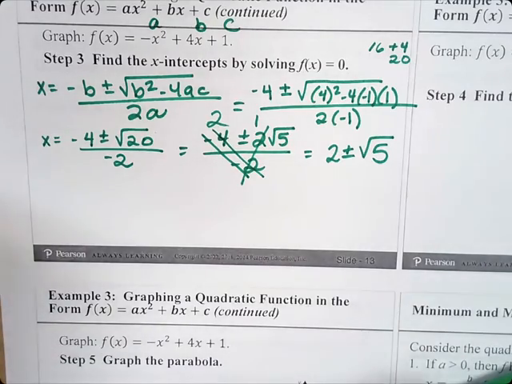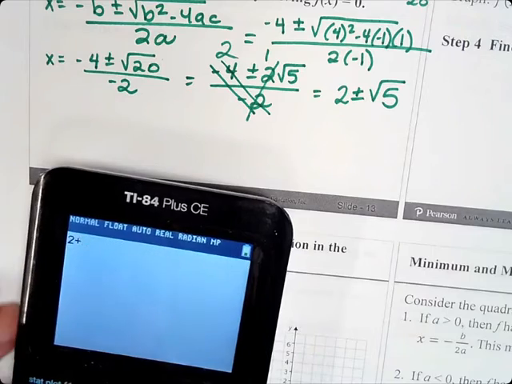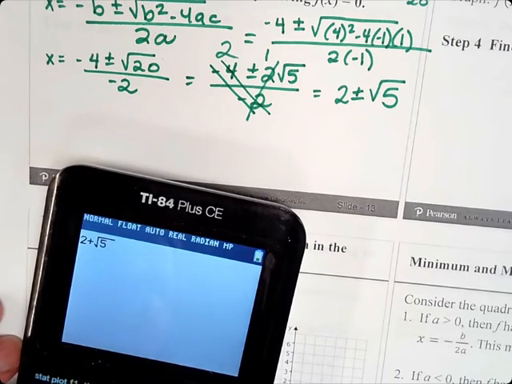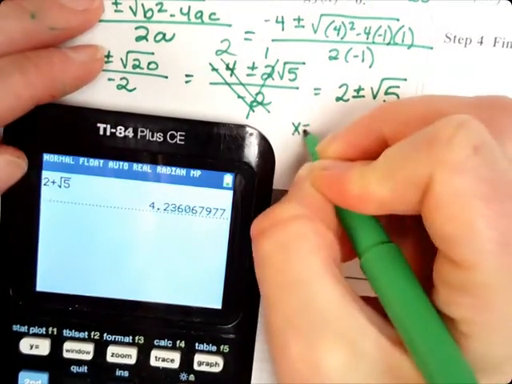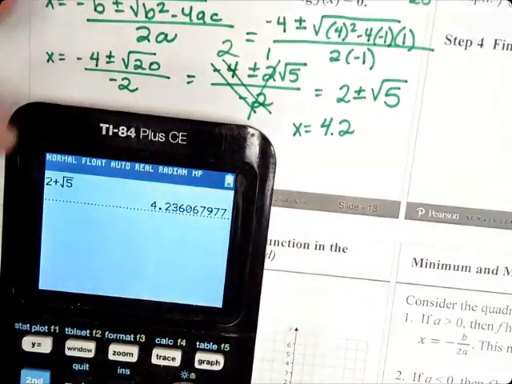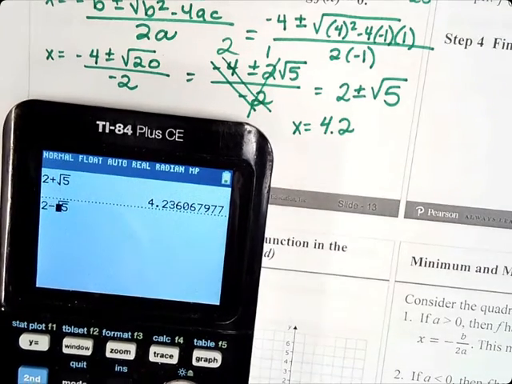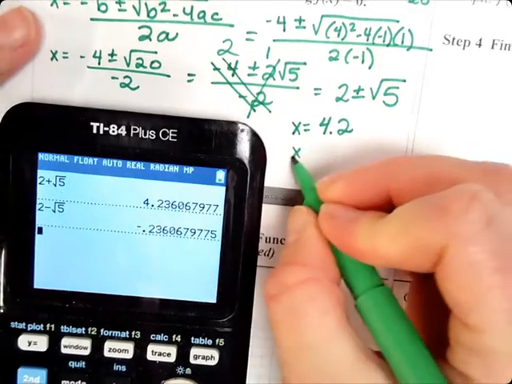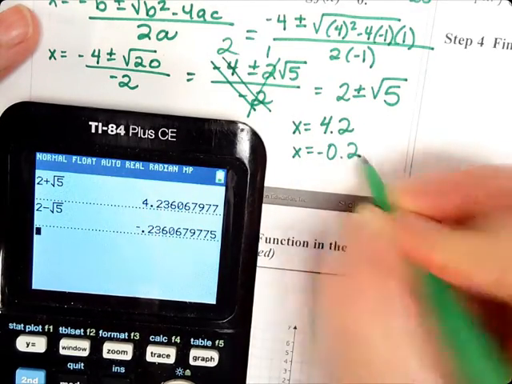So then you just need to put it in your calculator. 2 plus square root of 5. So x equals 4.2. And then you can do 2 minus square root of 5. X equals negative 0.2.